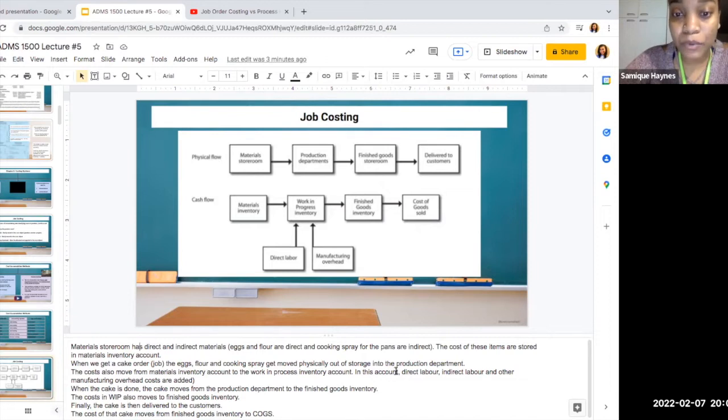What happens at this point is we add our conversion costs, which are direct labor and manufacturing overhead, to what's already in our work in process inventory, which is our materials. We use that direct labor and manufacturing overhead to convert our eggs and flour and whatever other materials we're using to bake into a finished product. Once we've finished converting it, it moves into finished goods inventory. The same thing happens physically, where the cake moves into the finished goods storeroom.